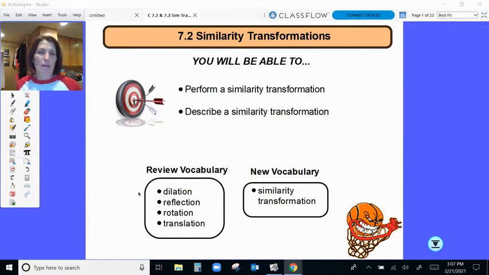Hello, ladies and gentlemen. Buckle up your seatbelts. This is going to be a long one. We are covering two sections today: similarity transformations, and similarity within triangles and proving triangles similar.